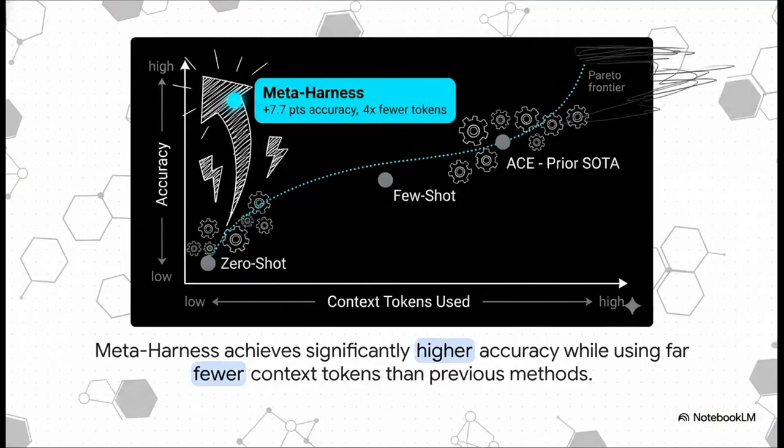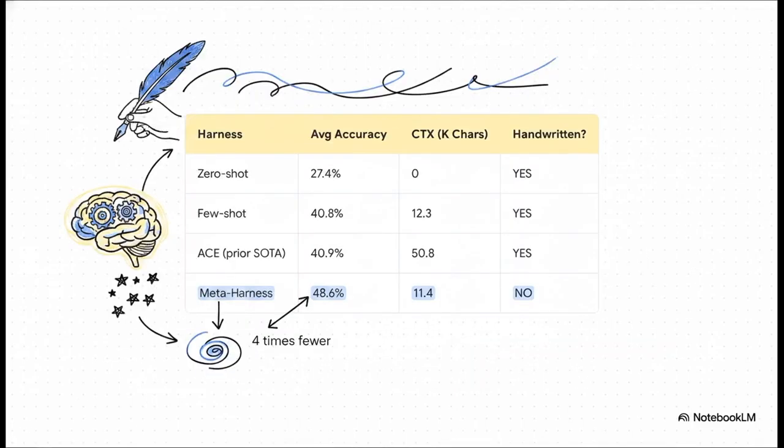This graph right here tells the entire story in one picture. On the bottom, you've got cost, how many context tokens you're burning. And on the side, you've got performance, accuracy. See, all the old ways forced you to make a trade-off between the two. But look at MetaHarness. It just leaps to a completely new spot on the chart, way higher accuracy for way, way lower cost.